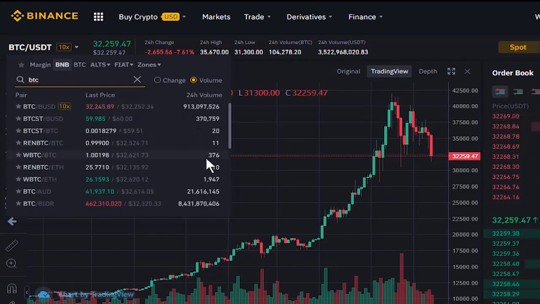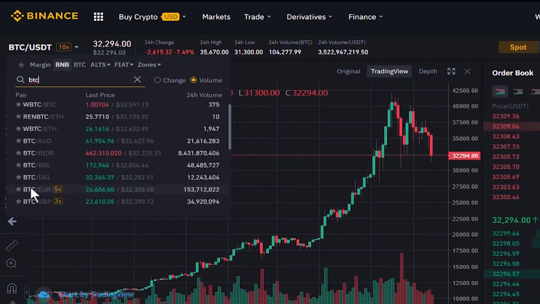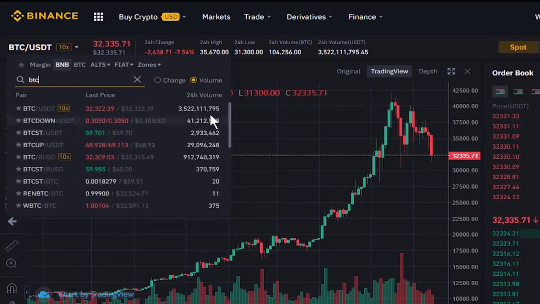Or for example, for Bitcoin to Euro, as you can see here, it's $153 million, or for British pound it's something like $34 million. So you can clearly see that Bitcoin to Tether has much higher trading volume compared to other stable coins or fiat currencies. You can also trade your coins in terms of other coins.